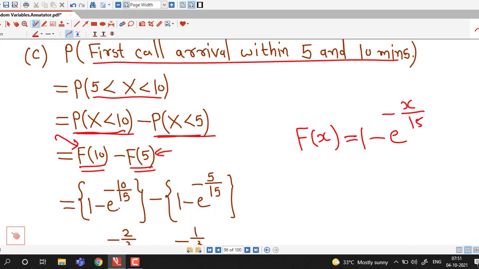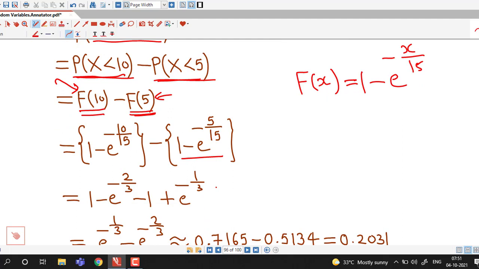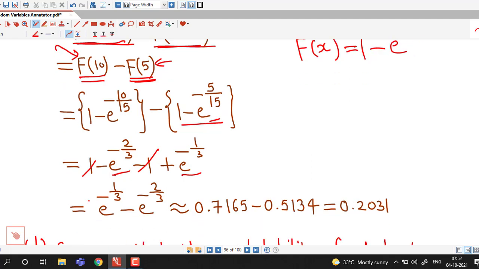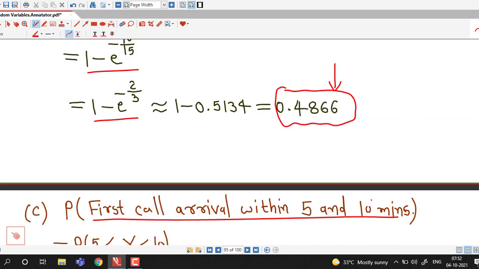So this is 1 minus e raised to minus 10 by 15 minus 1 minus e raised to minus 5 by 15, and here we can cancel out this 5. So we have e raised to minus 2 by 3, here we have e raised to minus 1 by 3, 1 will cancel out, and after simplifying this we obtain this probability up to 4 decimal places. Time between calls in between 5 and 10 minutes is 0.2031.